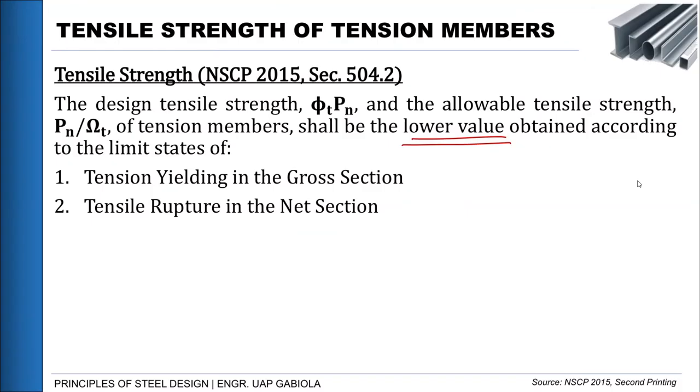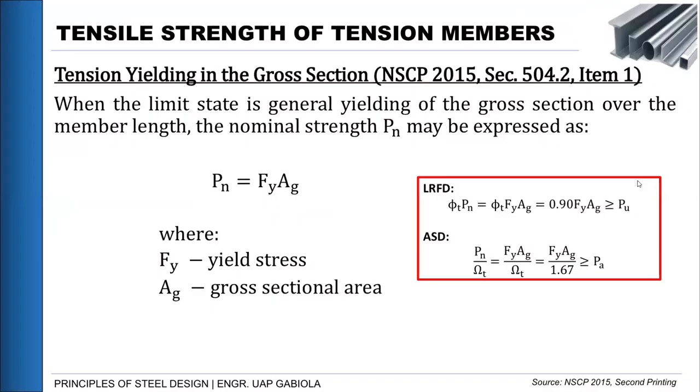Okay? So, ayan, we have tension yielding in the gross section. So, we can represent it as gross section yielding or GSY. And then tensile rupture in the net section or net section rupture. Ang designation natin sa kanya. Okay? So, unahin muna natin yung tension yielding in the gross section. For tension yielding in the gross section, the code also specify the following. So, item number 1, when the limit state is general yielding of the gross section, over the member length, the nominal strength may be expressed as Pn is equals to Fy Ag.